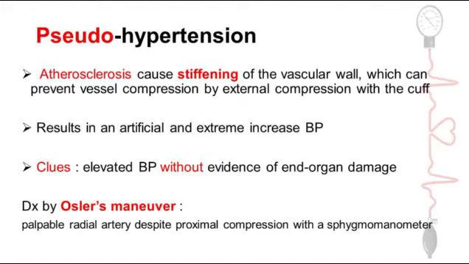Quick look about something called pseudo-hypertension, which is atherosclerosis that causes stiffening in the vascular wall, which can prevent vessel compression by external compression of the cuff itself. So it will result in artificial and extreme increase in blood pressure. Clue about it: elevated blood pressure without evidence of organ damage. It seems to be urgency. But we have Osler's maneuver, which is palpable radial artery despite the proximal compression of the sphygmomanometer.